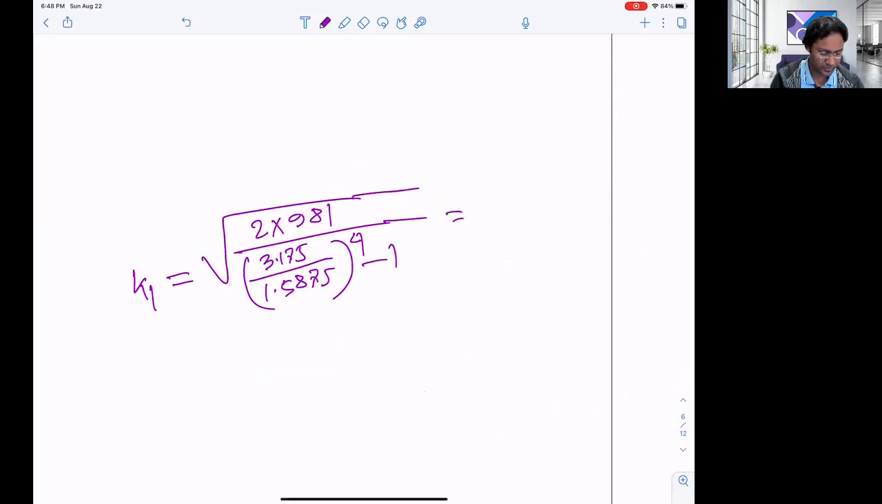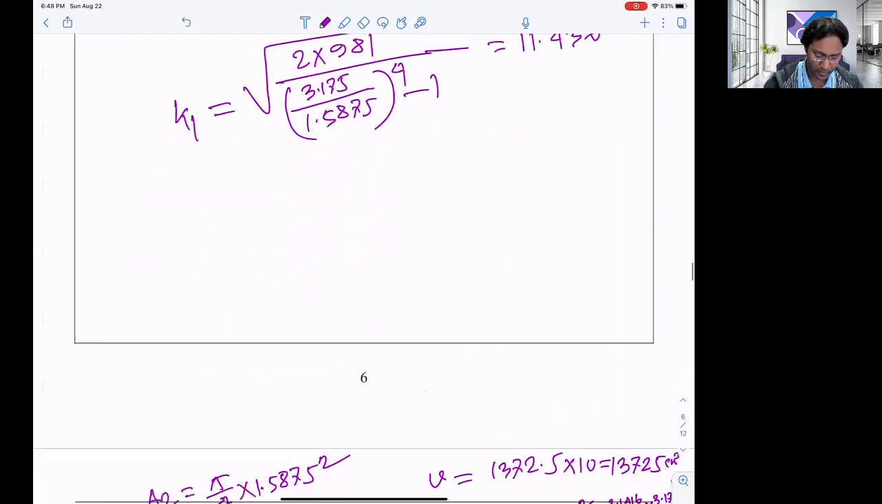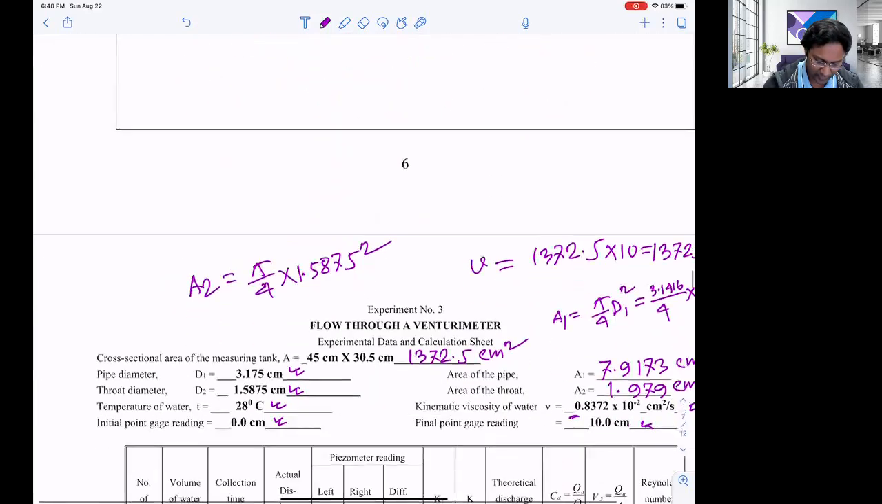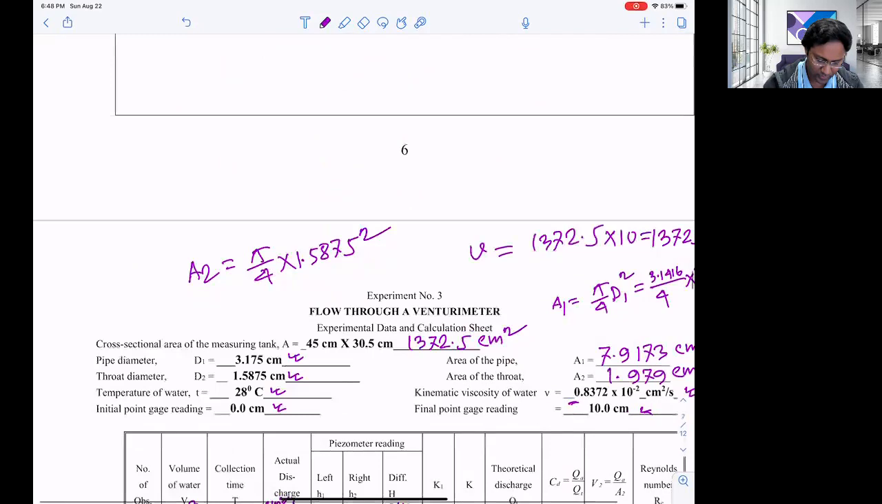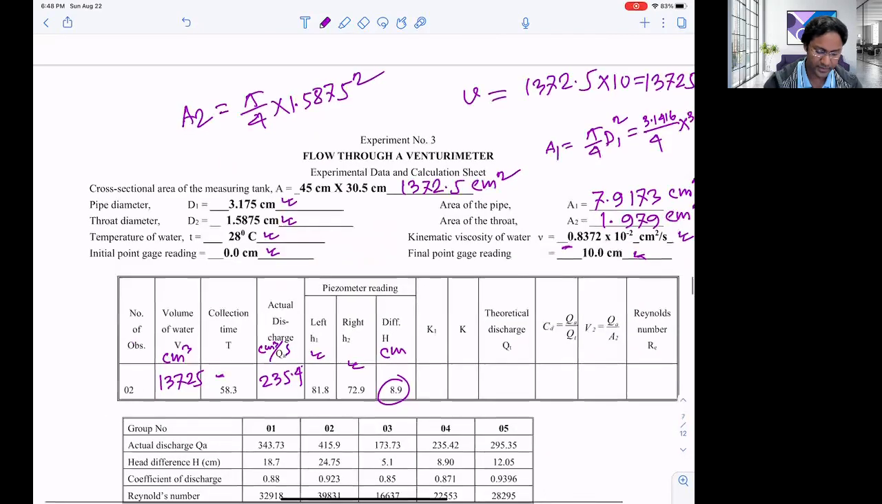Let me just calculate that one. 3.175 divided by 1.5875, to the power 4, minus 1, and 2 into 981 divided by this value. If we take the square root of this entire thing, we have 11.436. So that is the value of K1.